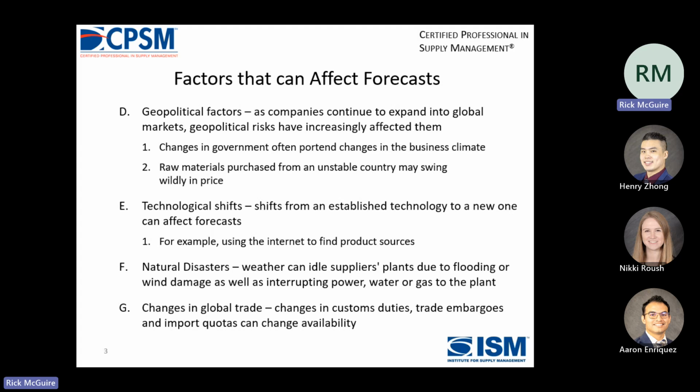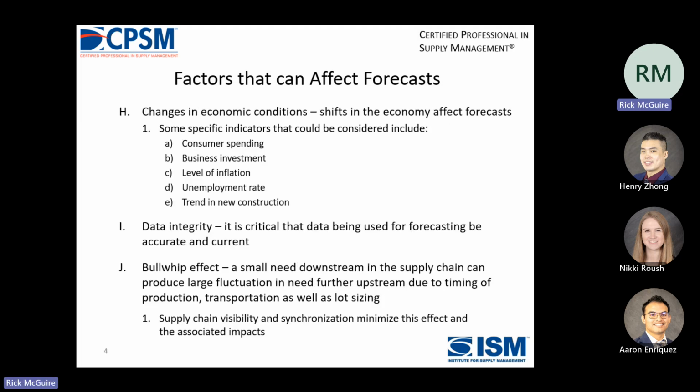Natural disasters, this can cause shortages and changes in global trade, embargoes, such things like that. Climate conditions, things like consumer spending, business investment, level of inflation, unemployment trend, and new construction. All of those are kind of indicators for forecasts. Data integrity, you got to be working with good data. And the bullwhip effect we've talked about before.